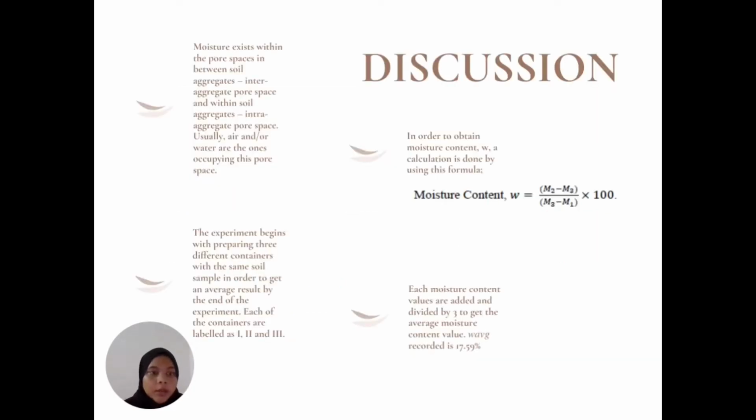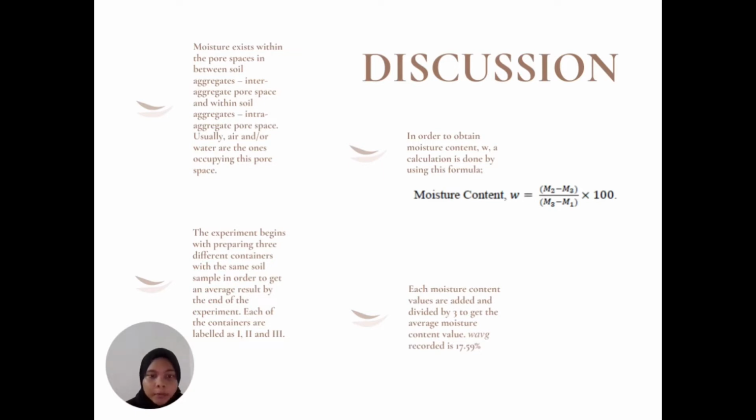So, discussion. Moisture exists within the pore spaces in between soil aggregates, inter-aggregate pore space, and within the soil aggregate, intra-aggregate pore space. Usually, air and or water are the ones occupying this pore space. This experiment begins with preparing three different containers with the same soil sample in order to get an average result by the end of the experiment. Each of the containers is labeled as 1, 2, and 3.